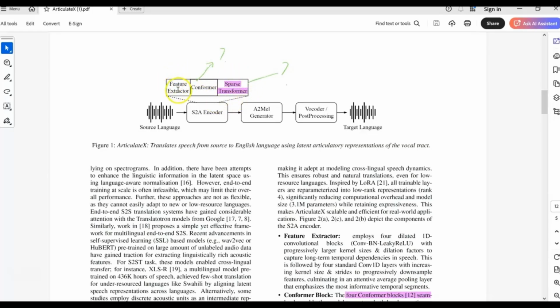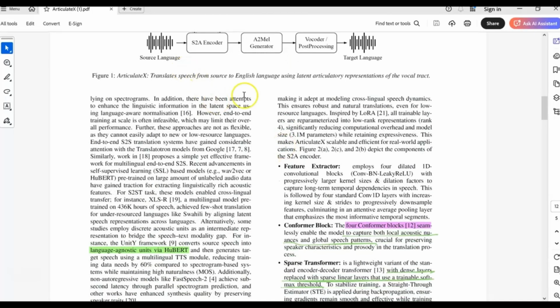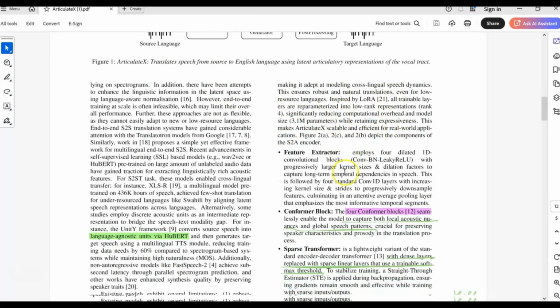So from all of this, the source speech goes in and you get the encoded output, and that encoded output is basically the sounds in the target language. Now let's look at these components in a little bit more detail.